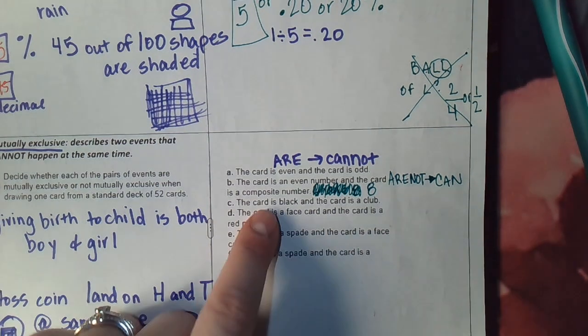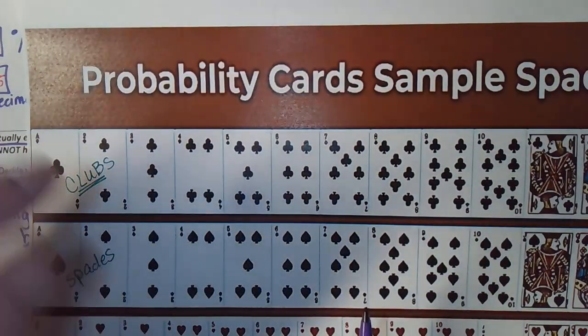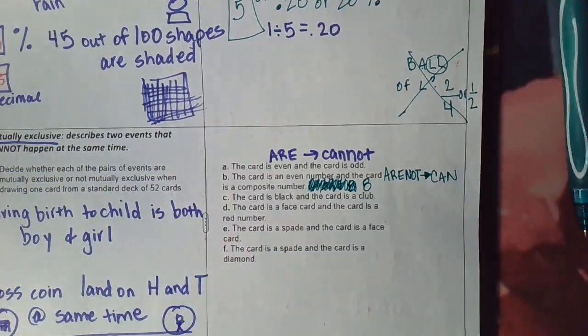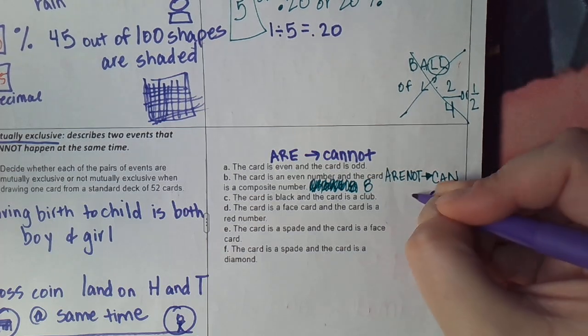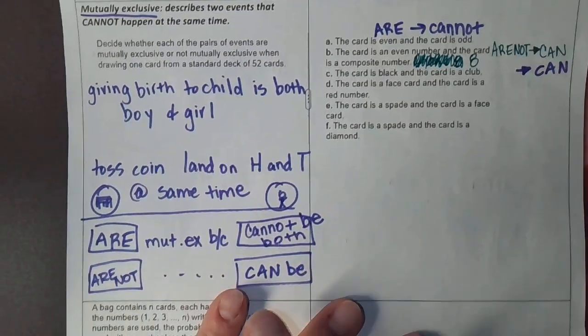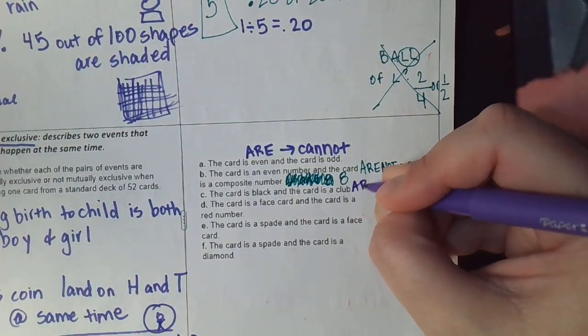Okay, let's look again. The next one says black and a club. So let's think about that. Can it happen at the same time? Here are the clubs, and they are black. So that can happen at the same time, the black and the club. So what word do I use for can? I say they are not mutually exclusive.